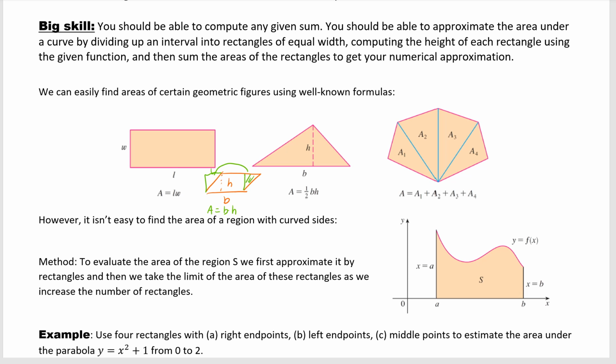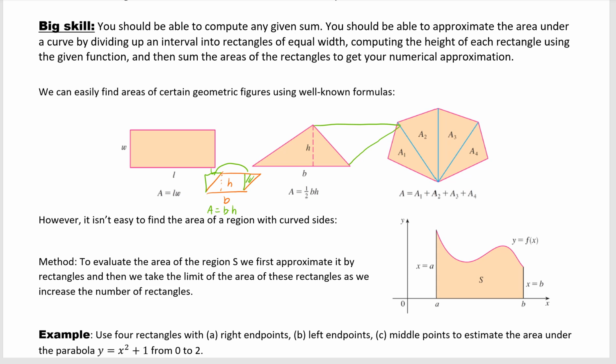And then the area of a triangle. If we make one more copy of the triangle, we actually get a parallelogram. So the area of a triangle is half of the area of the parallelogram, which is b times h. How about in general for a polygon? We can divide the polygon into many triangles, and then we can add up the areas.